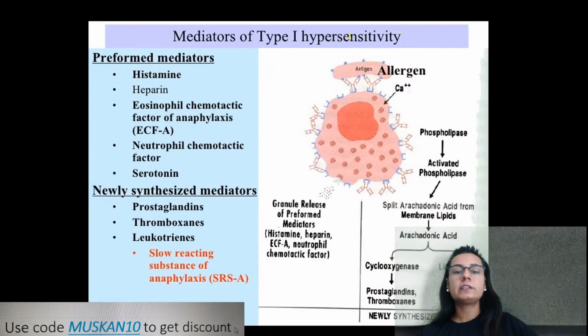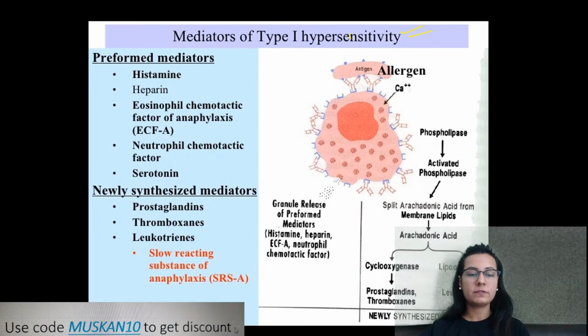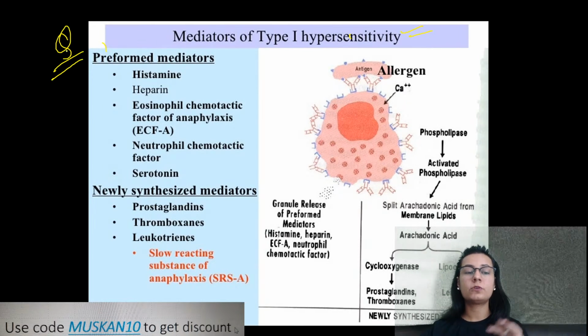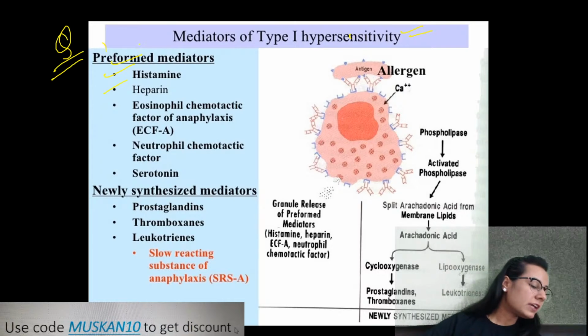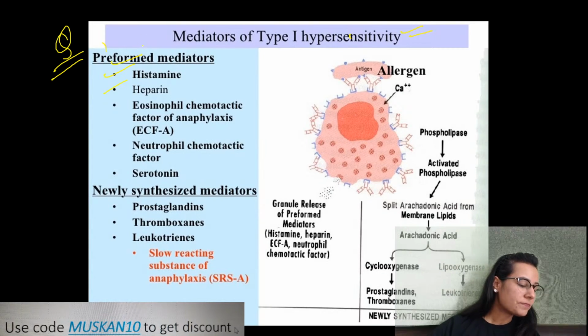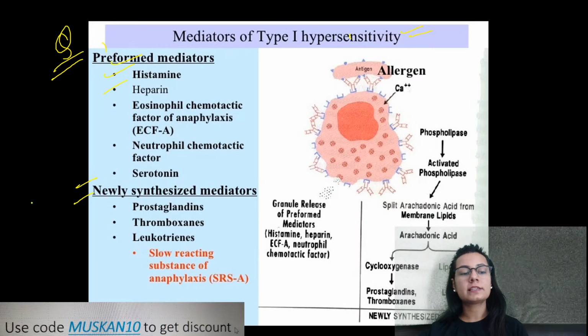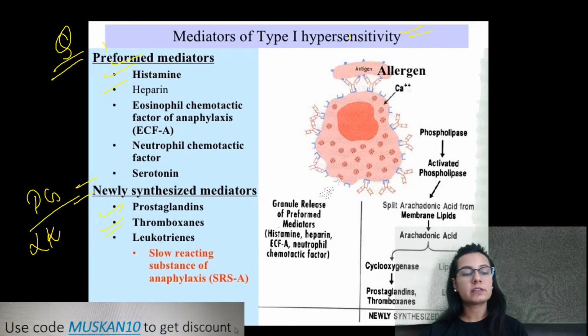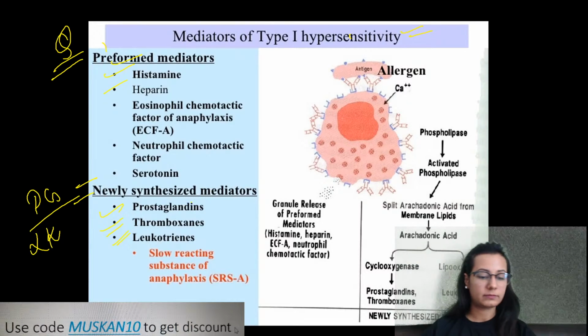Okay, now the mediators of type 1 hypersensitivity we have. This is a very important slide because mediators हमको preformed और newly synthesized mediators के नाम याद होने चाहिए. Histamine, heparin, serotonin and the eosinophilic chemotactic factors, they are preformed. They are already present inside the mast cells, and newly synthesized are the prostaglandins and the leukotrienes we saw, and the thromboxanes, and the slow reacting substances, that is SRS-A.